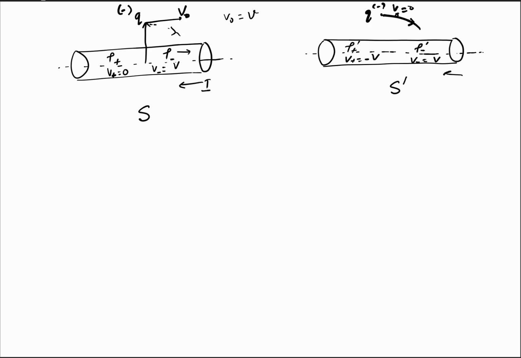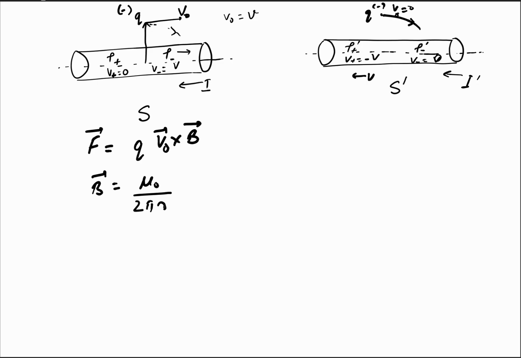So, current will be, let us say, I dash in this frame, and in this frame we are actually moving. This wire is moving with V. Okay, so we need to explain this. So, in the rest frame where the wire is at rest, the charge is going to have a force q v naught cross B, and we know that B is equal to simply mu naught upon 2 pi r I in the phi direction.